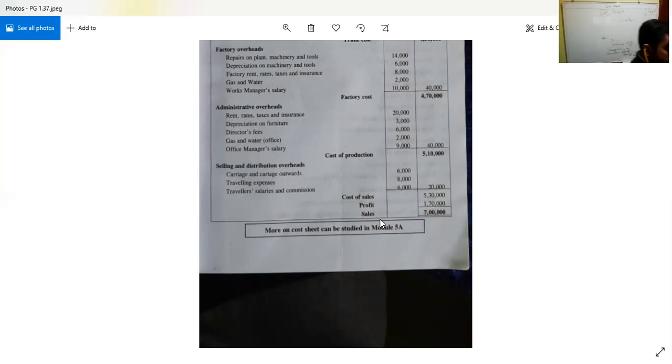This is the cost sheet where firstly the direct part is separate and the indirect part is separate. After the prime cost, whatever the expenses coming, that all are indirect expenses. Before that, all is direct expenses. So now you are aware about this thing.